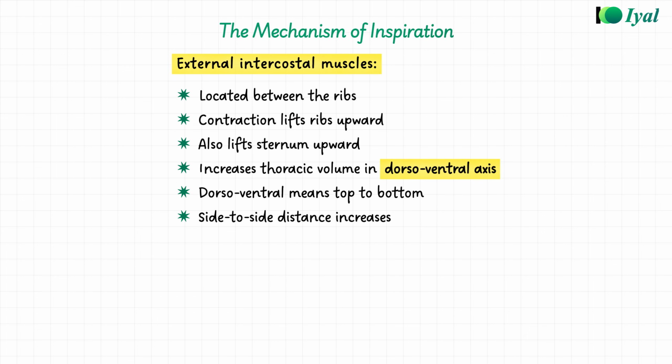But that is not all. At the same time, other muscles called external intercostal muscles contract. Where are they? Between the ribs. Intercostal literally means between the ribs. When these muscles contract, they pull the ribs upward and also lift the sternum. When ribs go up and out, the side-to-side diameter of the thoracic cavity increases. This is in the dorsoventral axis. Dorsoventral means from back to front or in terms of distance, top to bottom orientation. So now you have two things happening. Vertical space increases due to diaphragm and side-to-side space increases due to external intercostal muscles.